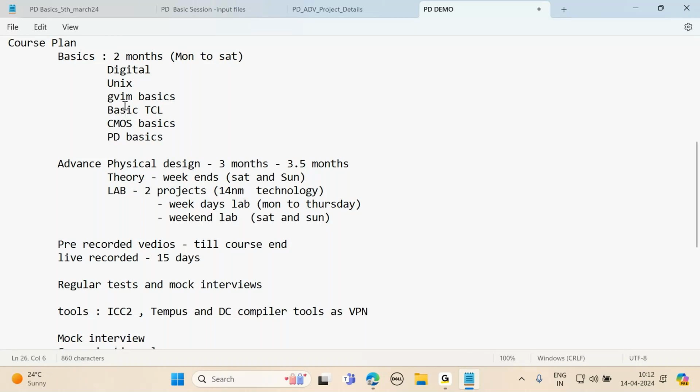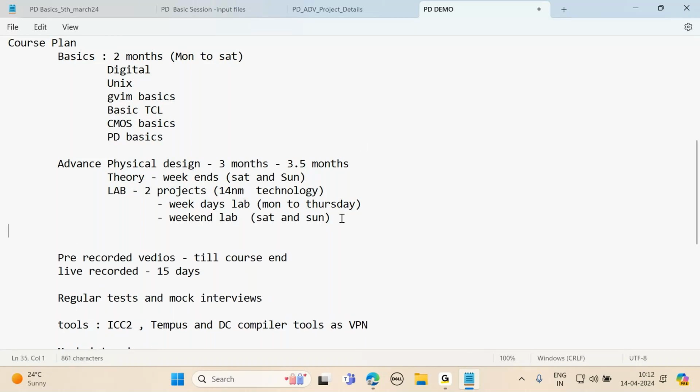The other is called advanced TCL: how to use TCL for physical design, how to use TCL for front end design, how to use TCL for synthesis design. This application-oriented TCL means whatever TCL you learned here in the basics, how to use it for physical design.